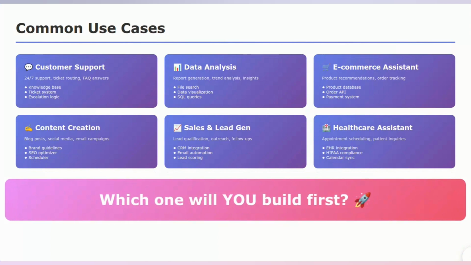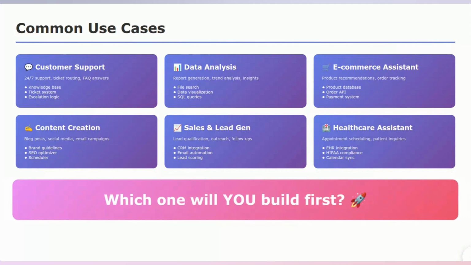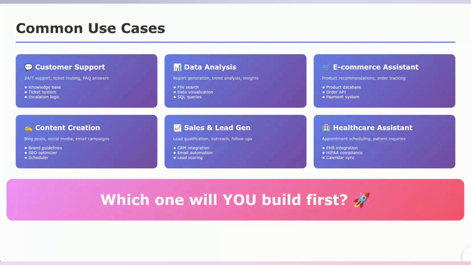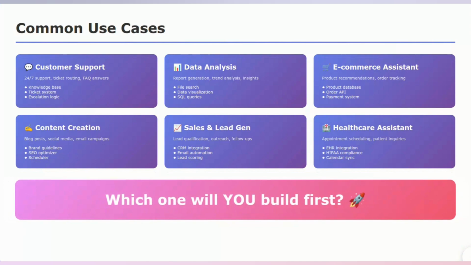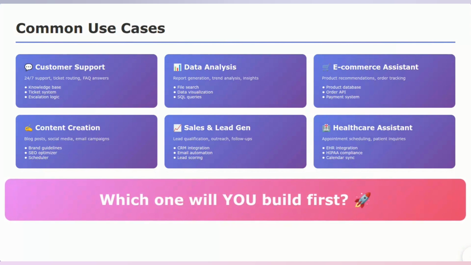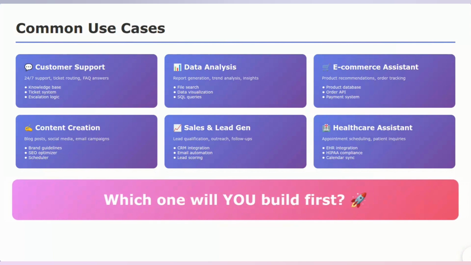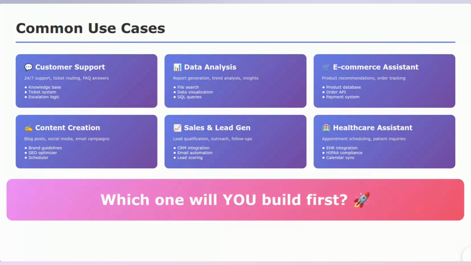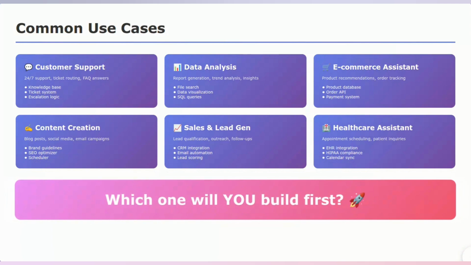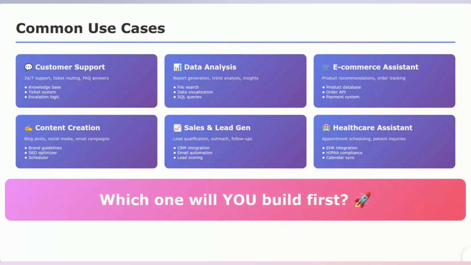Customer support: 24/7 support, ticket routing, FAQ answers. Tools needed: knowledge base, ticket system, escalation. Data analysis: report generation, trend analysis, and insights. Tools: file search, data visualization, SQL. E-commerce assistant: product recommendations, order tracking. Tools: product database, order API, payment system. Content creation: blog posts, social media, email campaigns. Tools: brand guidelines, SEO optimizer, and scheduler.